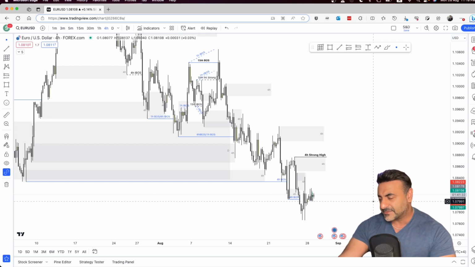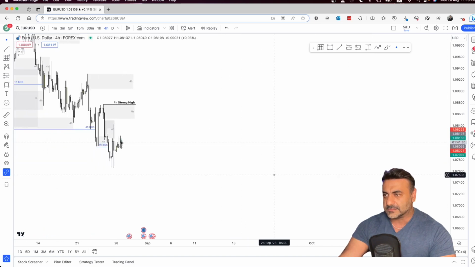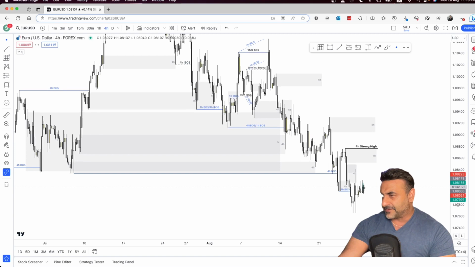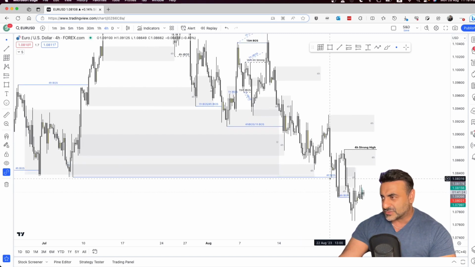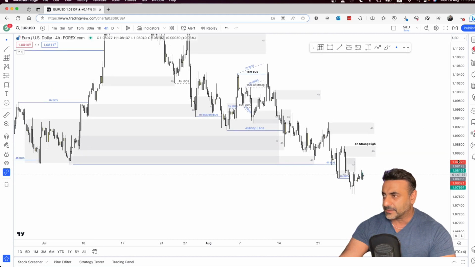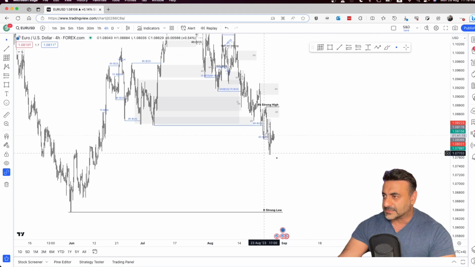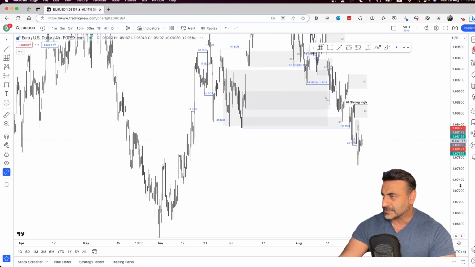So having said all of that, let's come back to the charts. Okay, so what do we have here? Like I said, we have the last 4H swing break of structure here. We have the high way up here. Let me just show you again, right there. And we are right now at this price action.